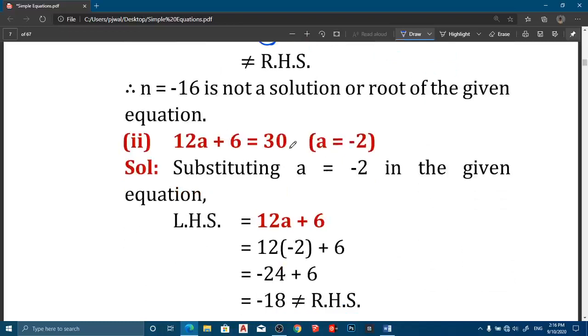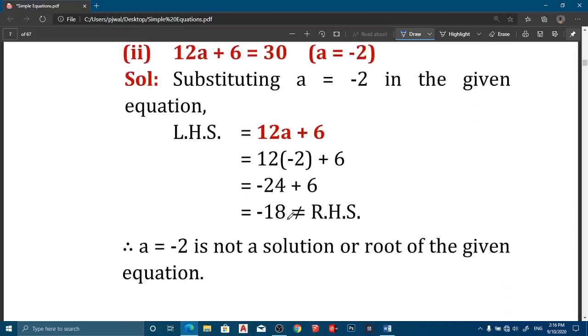Okay, for example, you can take another problem here. 12a plus 6 equal to 30, a is equal to minus 2. For a is equal to minus 2, we have to check whether this equation is satisfied or not, whether the LHS is equal to the RHS or not. So in place of a, I am substituting here 12 into minus 2 plus 6. 12 into minus 2 is minus 24 plus 6. Minus 24 plus 6 gives minus 18. It is not equal to the RHS, which is given as 30. So therefore, a is equal to minus 2 is not a solution or root of the given equation.